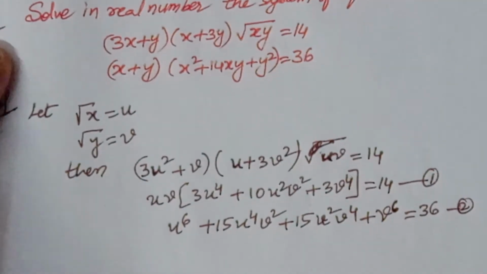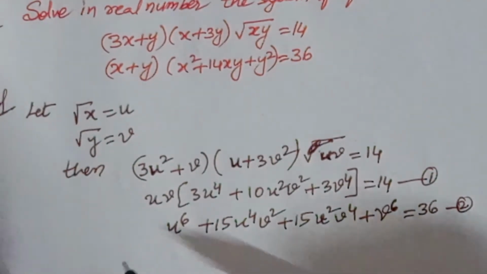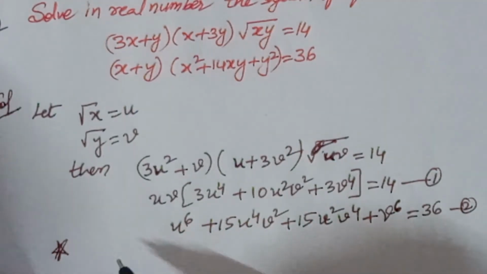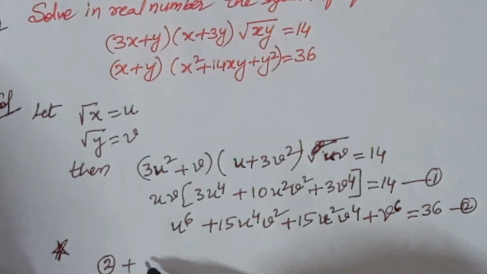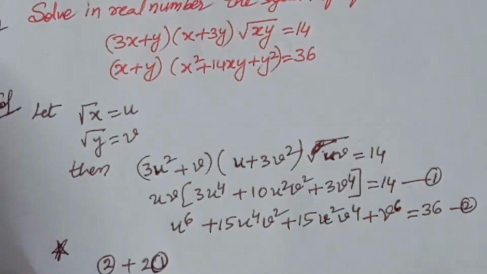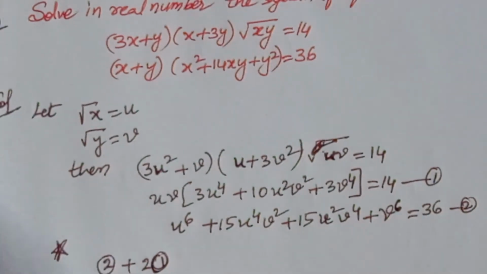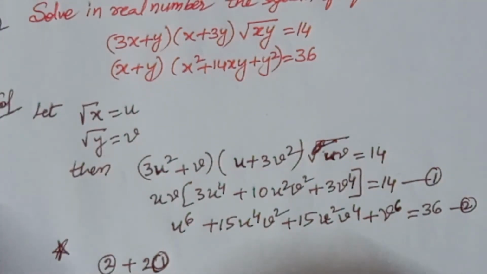Now how to solve these equations? This is the logic, and this step is very important. Here, by binomial expansion, you have to solve these two: second equation plus 2 times the first equation, you have to add. So you are getting the equation.